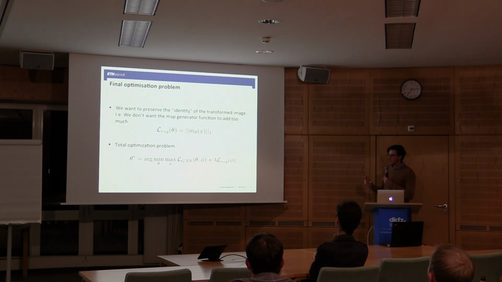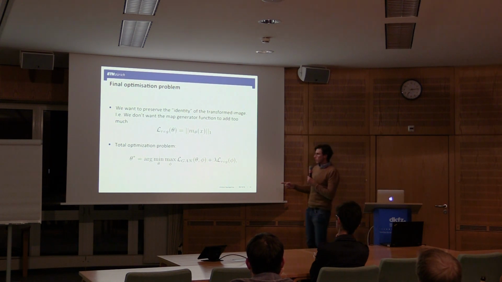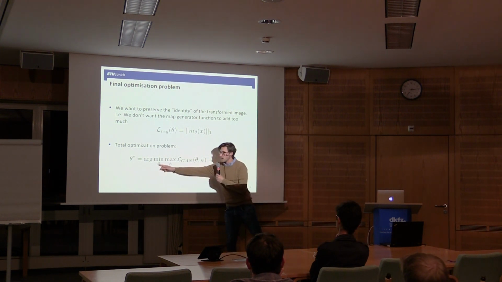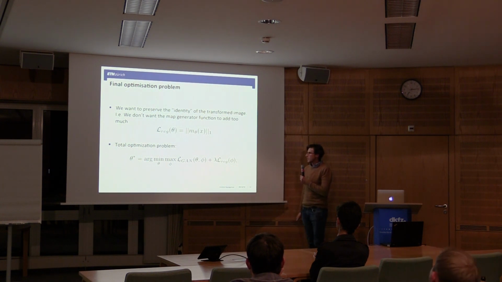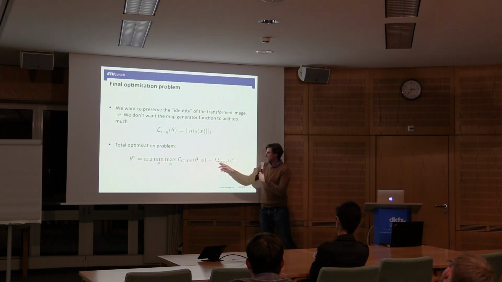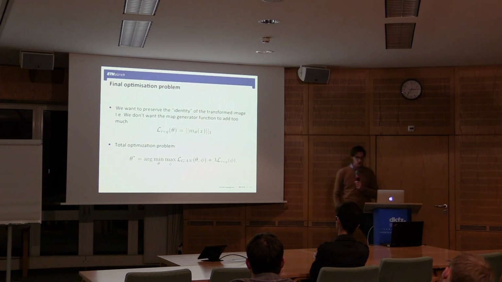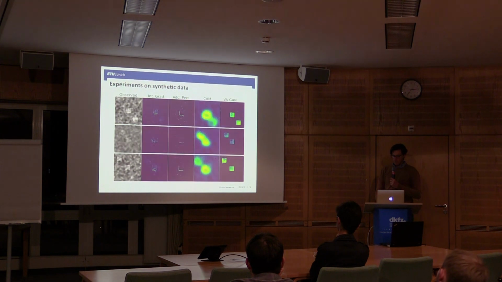And that's not the only thing we want. In addition to this GAN loss, we also want to preserve the identity of the subject we're transforming. So we put this L1 regularization loss on the mask generator function, saying the changes that we make to the image should be as small as possible. So the total optimization problem is we look for the parameters theta of our mask generator function that minimize the GAN loss and the regularization loss above.